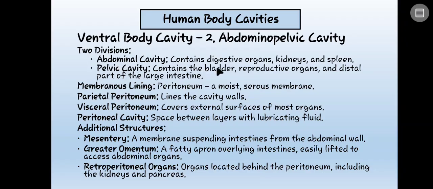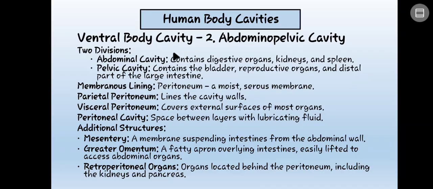The abdominal cavity contains the digestive organs, and it also includes the kidneys and the spleen. The kidney is not part of the digestive organs, but the abdominal cavity consists of the digestive organs, the kidney and the spleen. Then the pelvic cavity is where we have the urinary bladder, the reproductive organs, and the distal part of the large intestine.